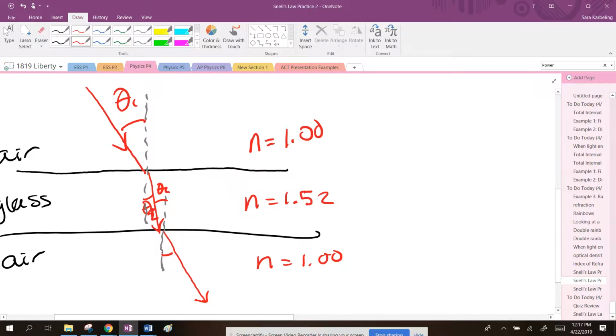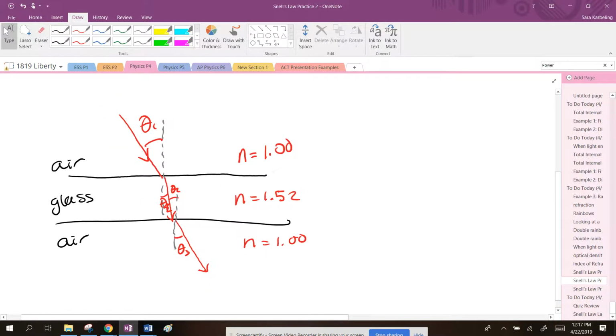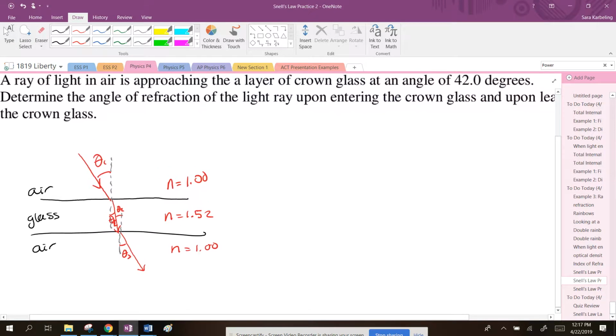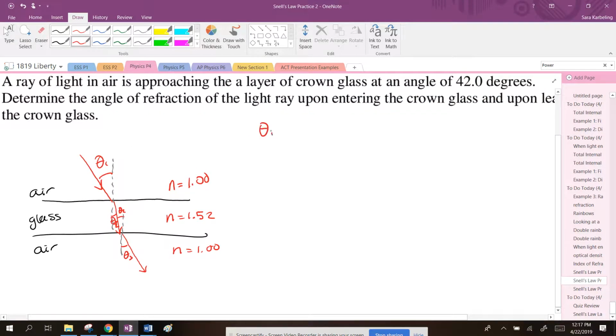So that's going to be theta 2, and this is going to be theta 3. So we're going to look for theta 2 and theta 3 given theta 1, which is what we know. So we know theta 1 is 42 degrees. We're looking for theta 2 and also for theta 3. Okay. This is just one of those sneaky situations where we're going to use Snell's law 2 times.